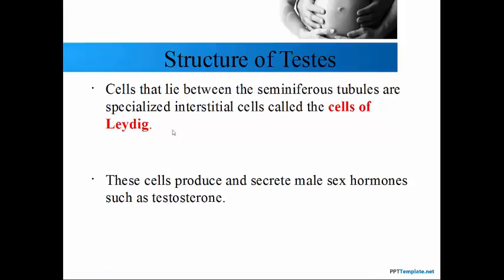Alright, cells that lie on either side of these seminiferous tubules are very specialized interstitial cells. And sometimes they're called just interstitial cells, but the formal name of these are called the cells of Leydig. It is these cells of Leydig that produce testosterone and other hormones that help the sperm cells to mature.